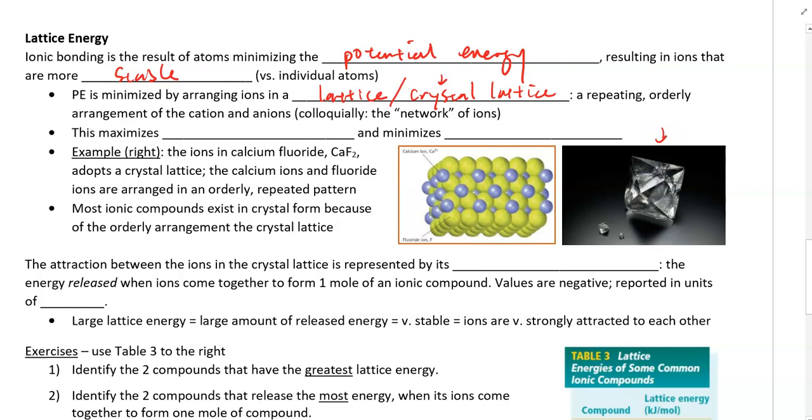And that's the case, right? We see that not only on the outer, big scale, we see it on the small scale too. Anyway, the point is, this maximizes attractions and minimizes repulsions. There's always going to be some amount of those because there are always positive protons and negative electrons. In this example to the right, you see our friend calcium fluoride, CaF2.